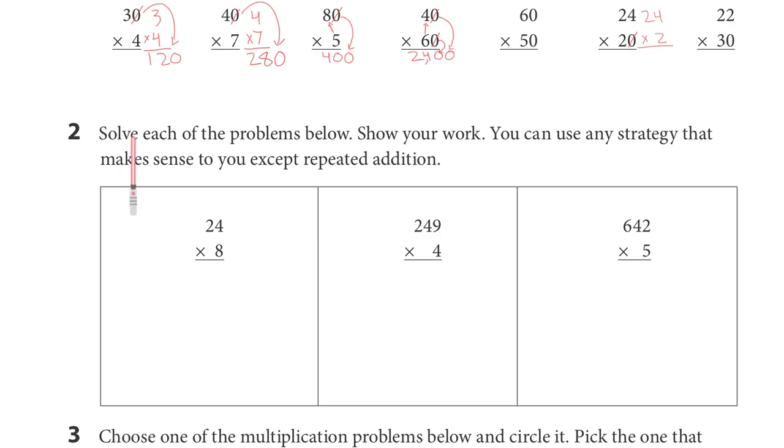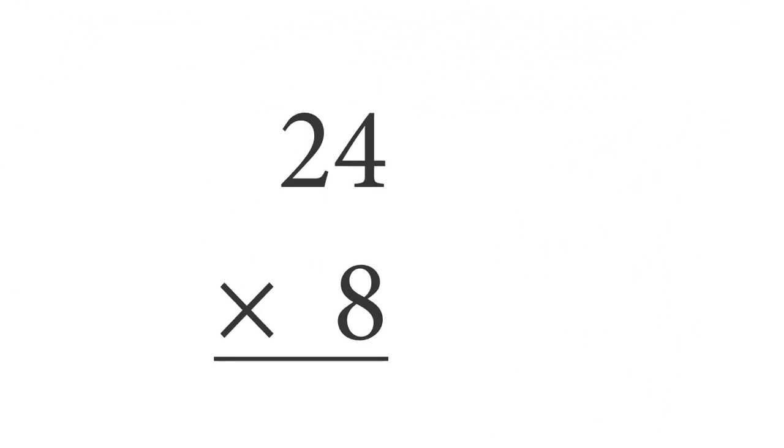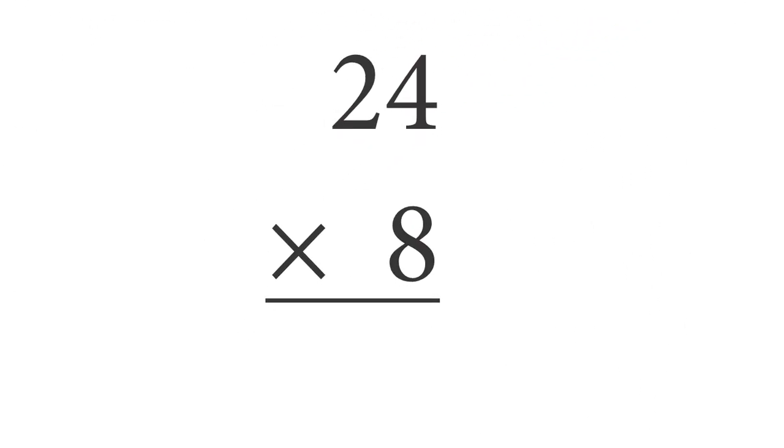What do we have here? It says, solve each of the problems below. Show your work. You can use any strategy that makes sense to you, except repeated addition. So this problem here, 249 times 4, you cannot do 249 plus 249 plus 249 plus 249. That is repeated addition. You cannot do repeated addition. So I'll give you 3 different versions.